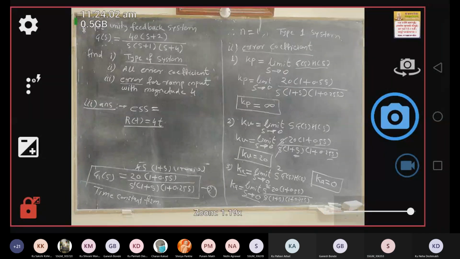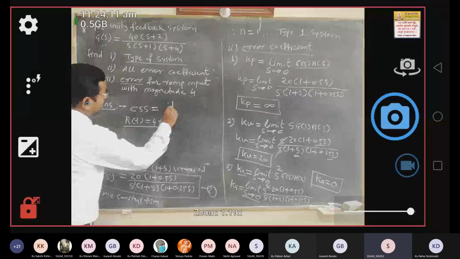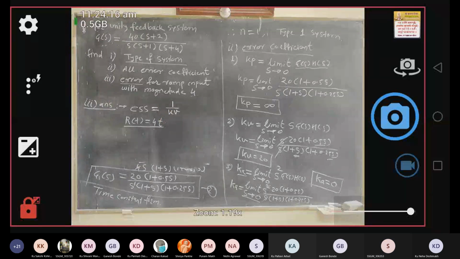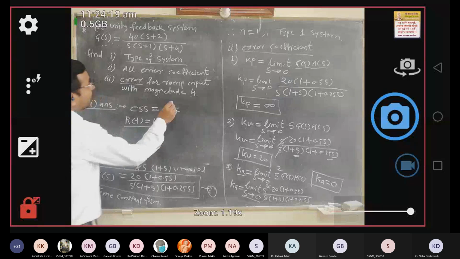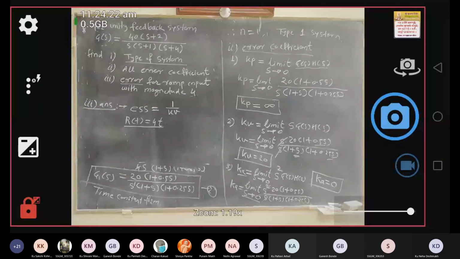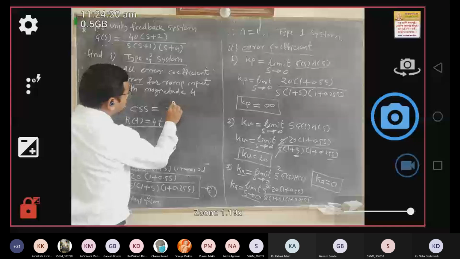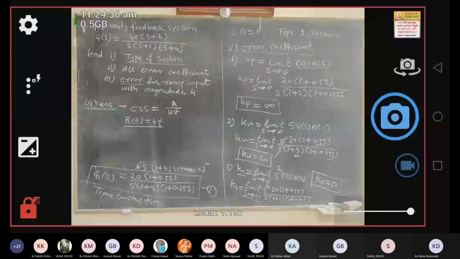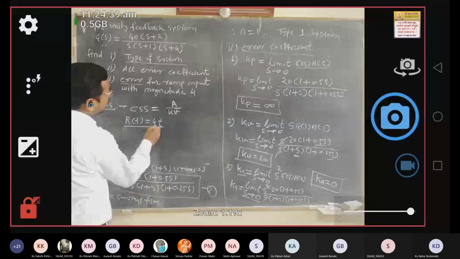One by Kv. Right. So it will be given by 1 upon Kv. But for that purpose, here we have assumed the value of the ramp signal is 1. Okay. So here what is the magnitude given? That is 4. So in general, we say that the steady state error for ramp signal is given by A by Kv. And here the magnitude is given 4. So therefore 4 by Kv.